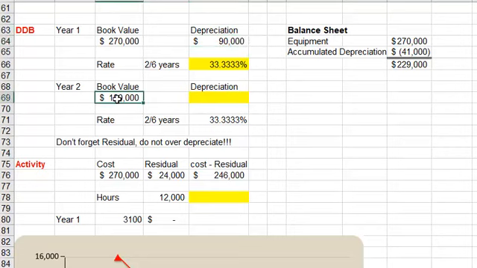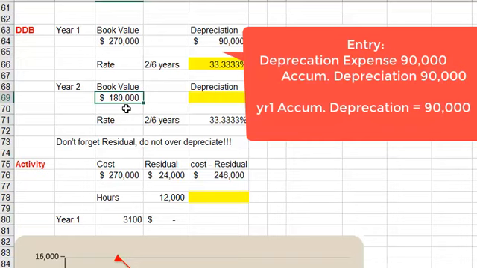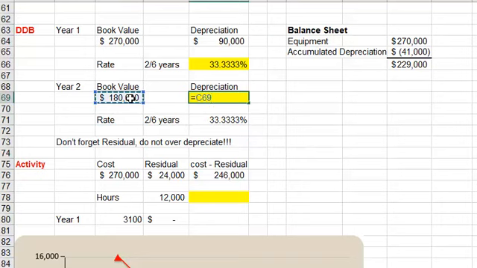The next year, as we're seeing here, we have taken our $270,000 book value and decreased it by the accumulated depreciation from the prior year to get us to $180,000. To calculate our depreciation for the next year, we are going to take that book value of $180,000 and multiply it by our rate to give us depreciation of $60,000. Note that our straight line depreciation was $41,000. This depreciation under double declining balance is more than double in the first year and much more in the second year.